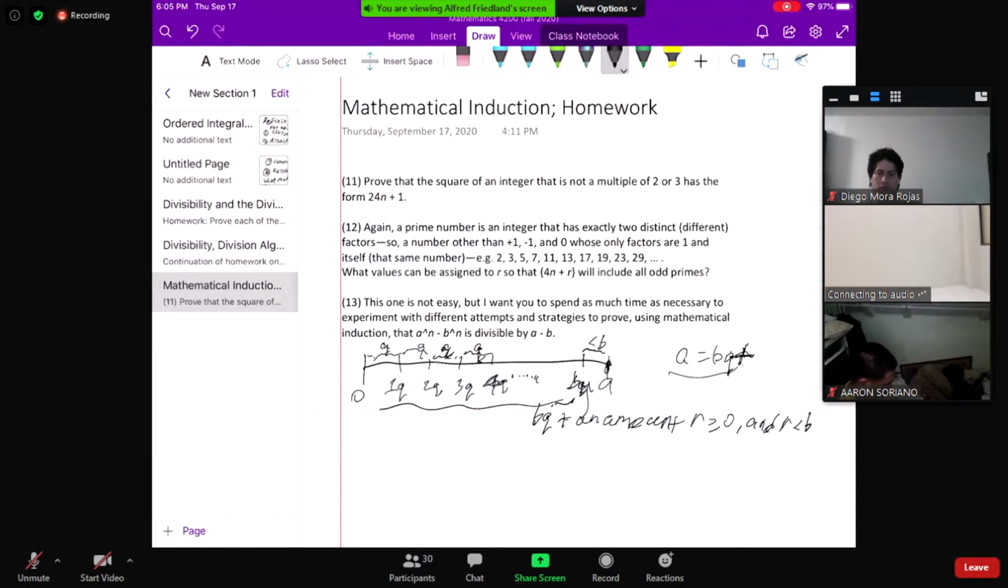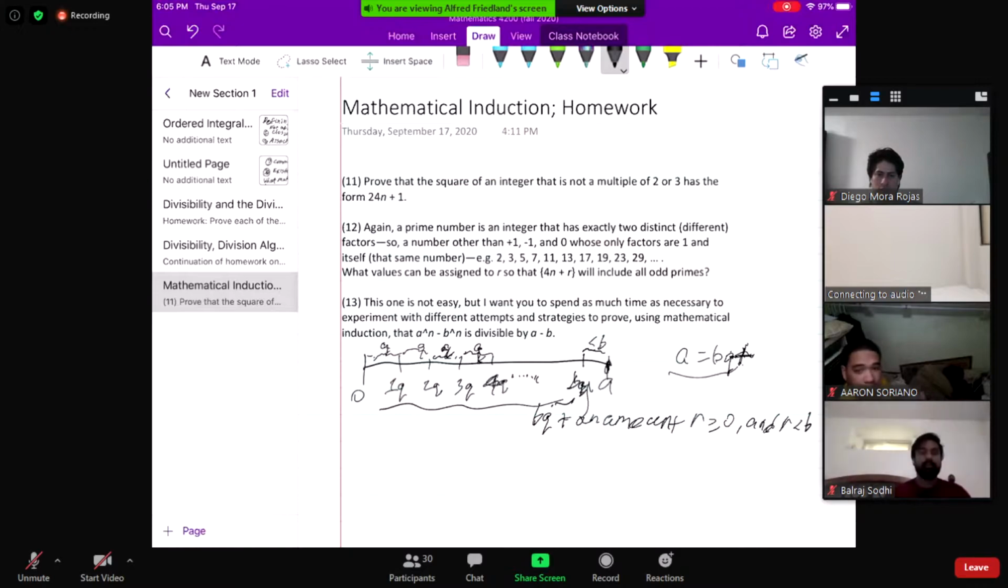Why is R less than B? Because if it weren't, if it were more than B, you could squeeze in another B, so instead of B times Q, it would be B times Q plus 1, say. So yeah, you could squeeze in another one of the divisors.